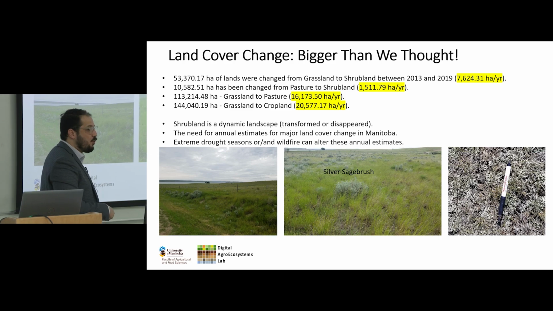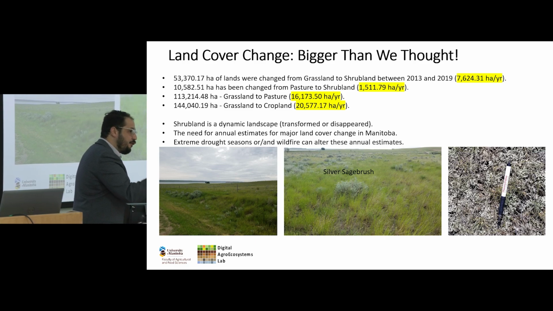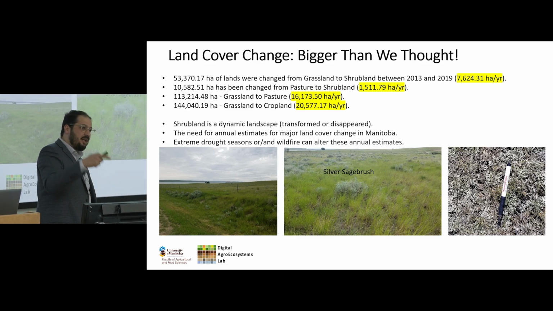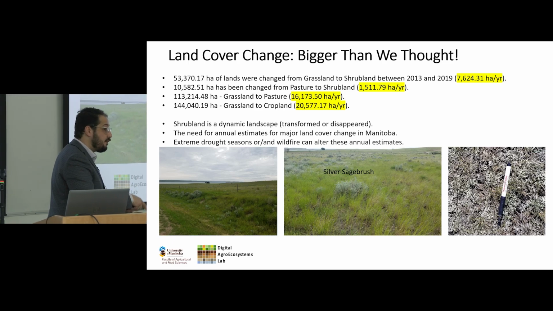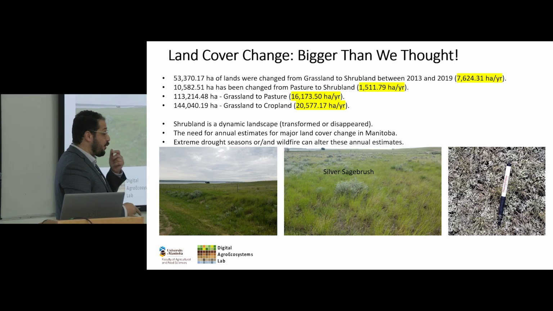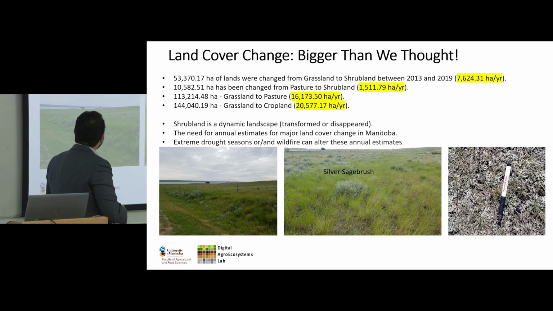Grassland to cropland, more than 20,000 hectares per year are lost from our precious ecosystem that has the power to sink carbon to become a cropland. The question is, is it a successful cropland business? That's another question to ask later.